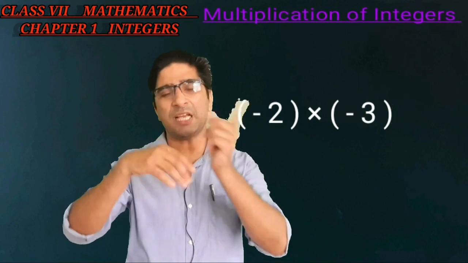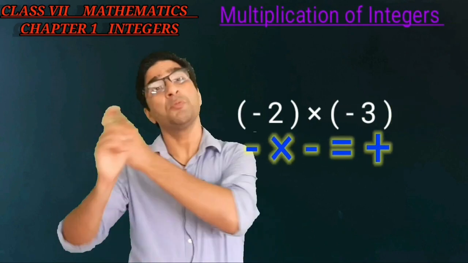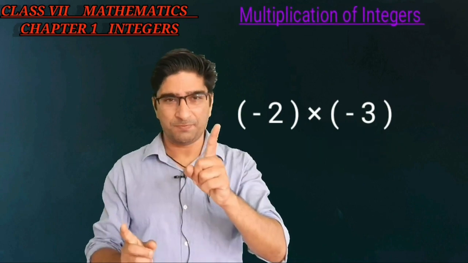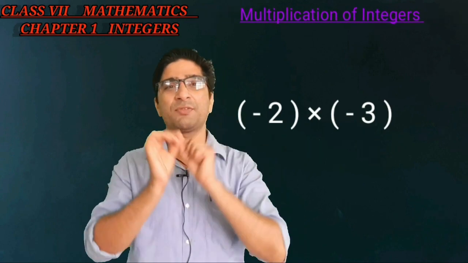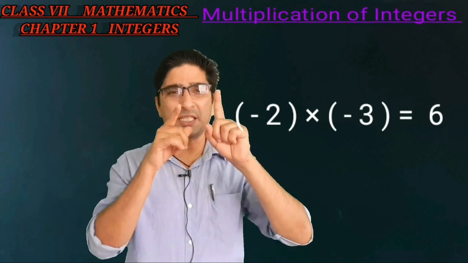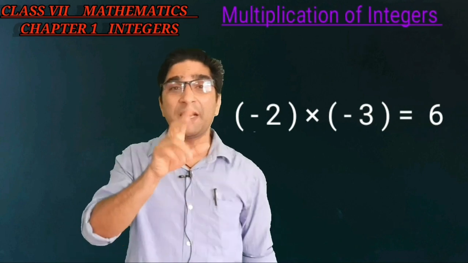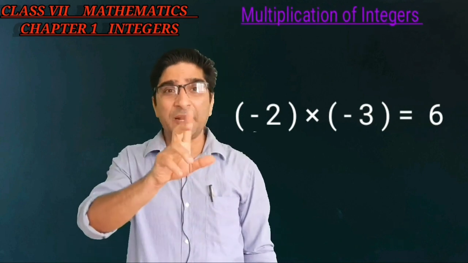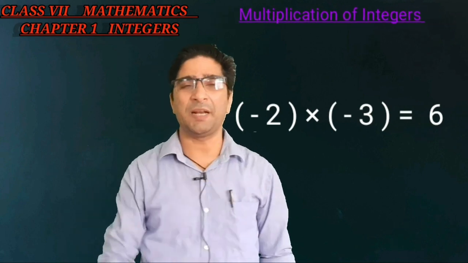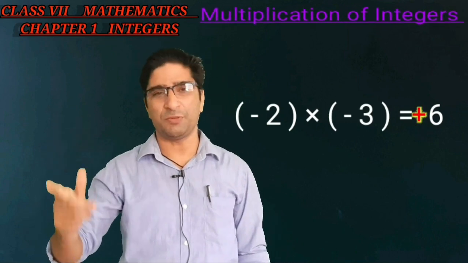Now if there is an even number of negative signs, so minus 2 into minus 3. Minus into minus, the sign changes to plus. That means negative into negative becomes positive. Now minus 2 into minus 3, 2 3s are 6, no problem. It is equal to 6. But if the sign is minus and here also minus, even number of minus, that is even number of negative signs, then in the product the sign will be positive.